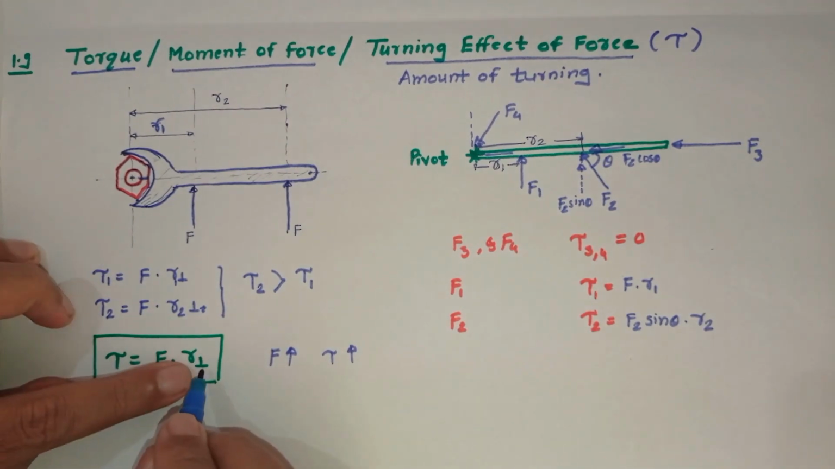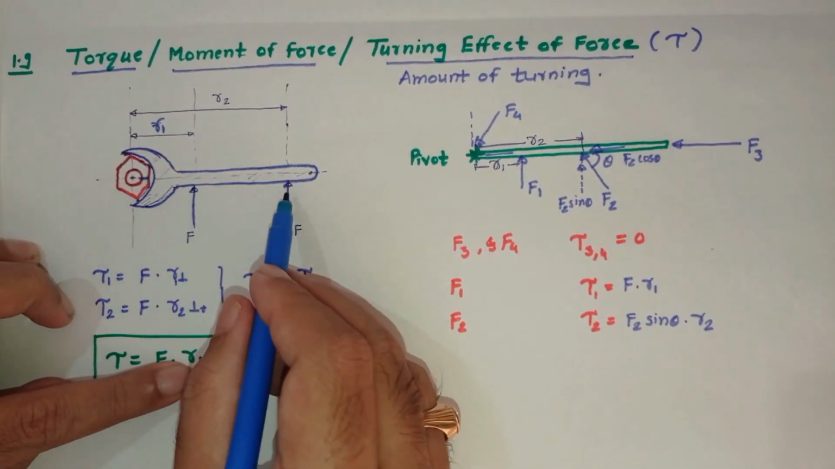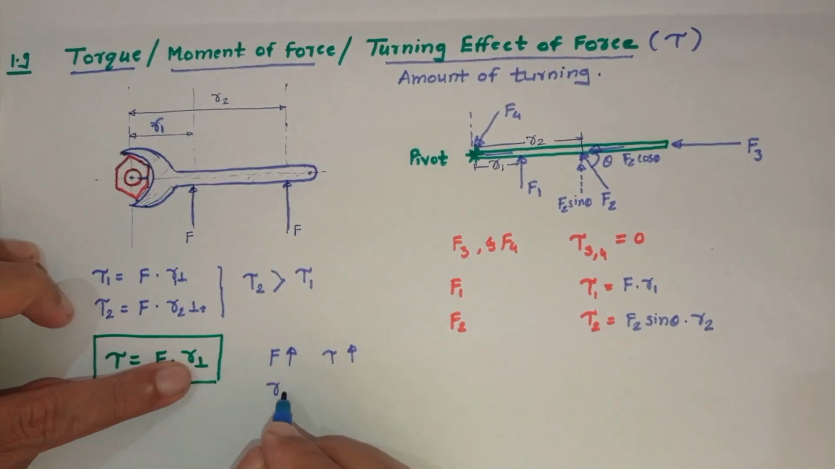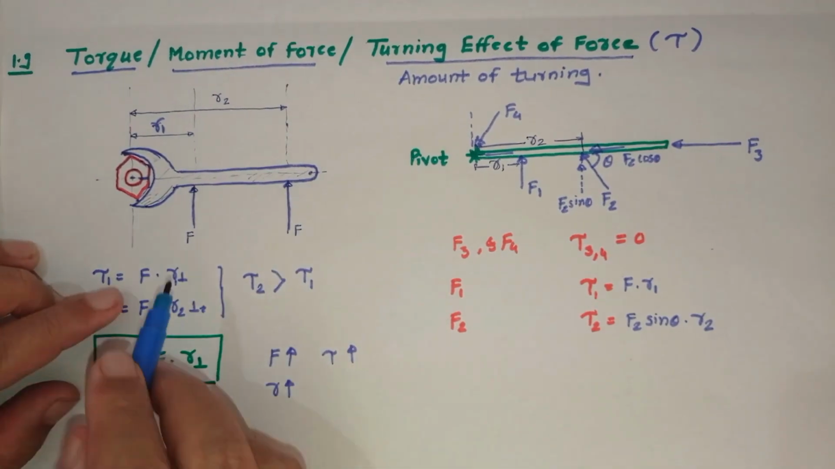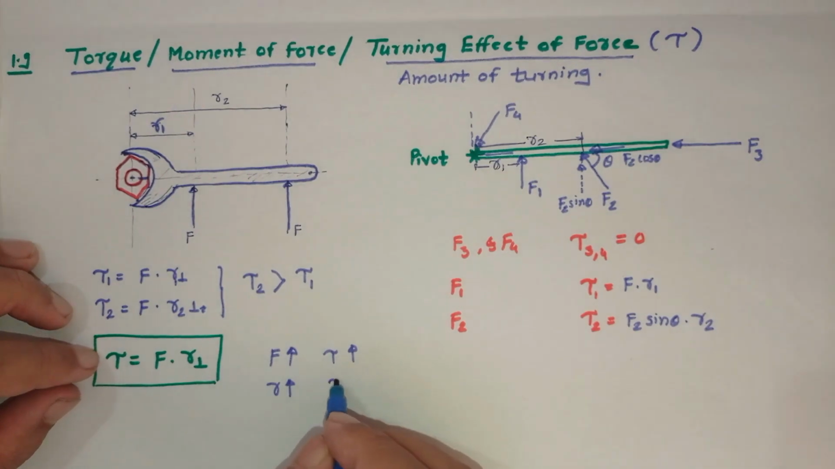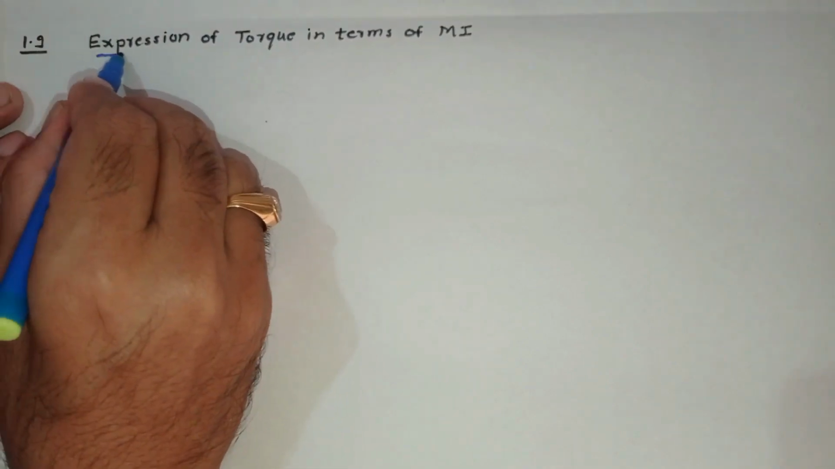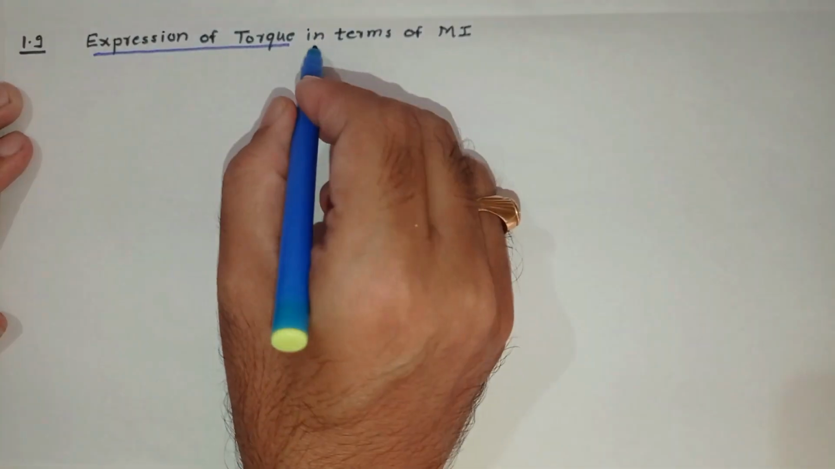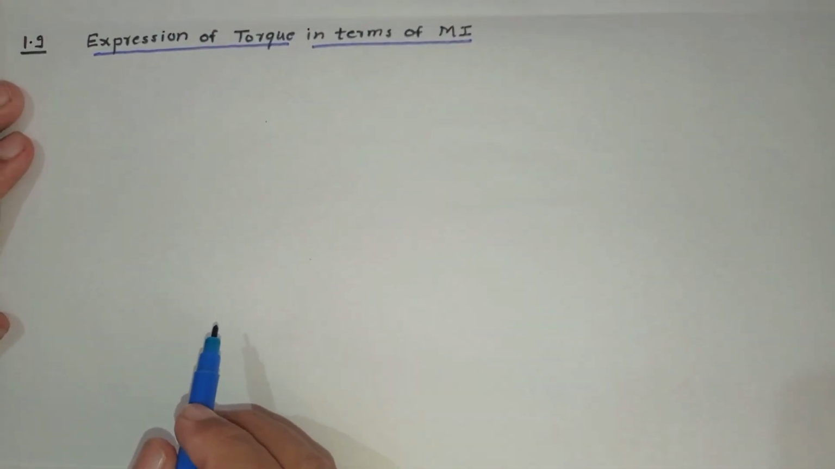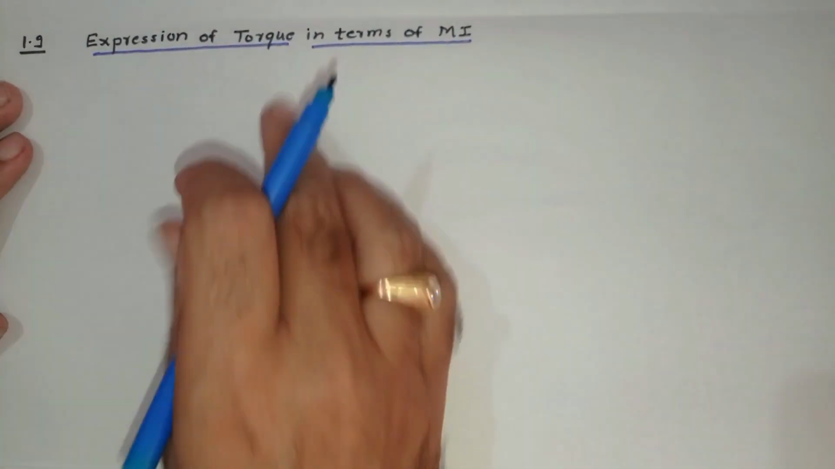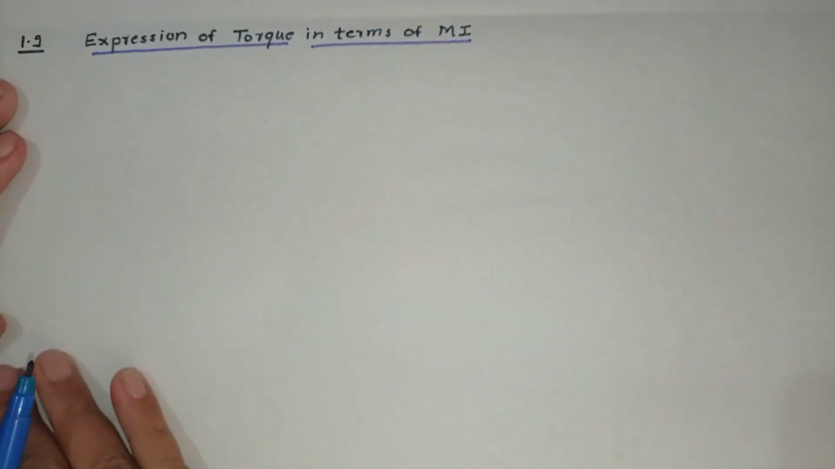If I increase the point of application of force, this R, if I increase it, then also torque will increase. Now we'll see the expression of torque in terms of moment of inertia. Torque is a vector quantity. It requires both magnitude and direction.